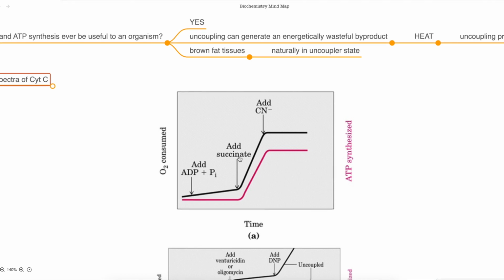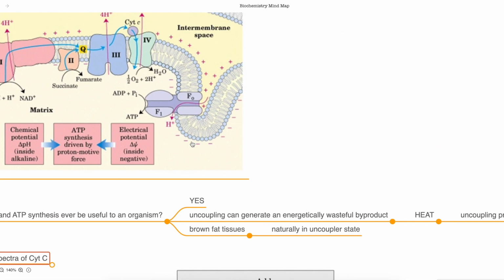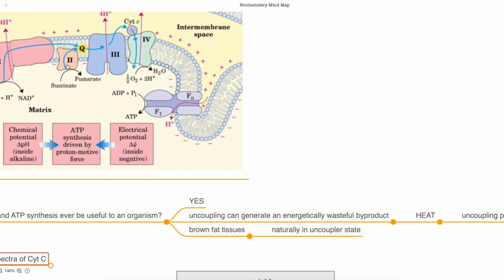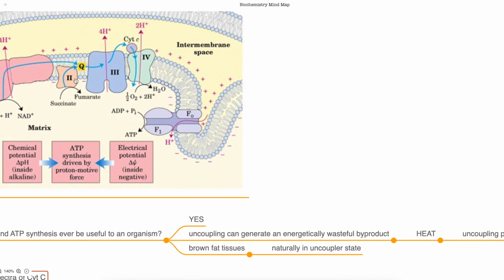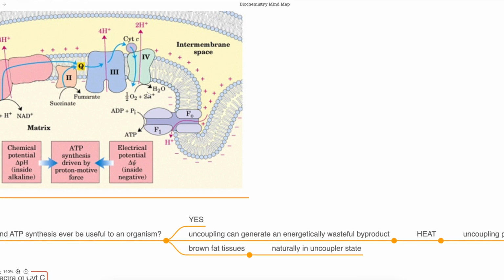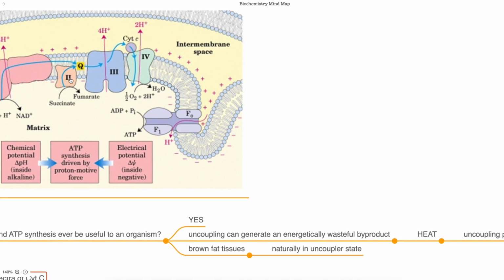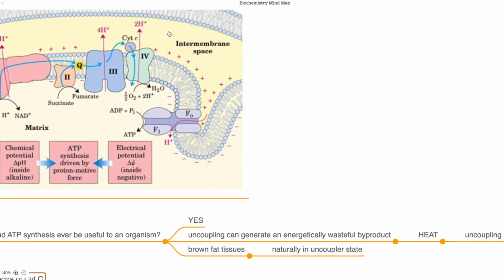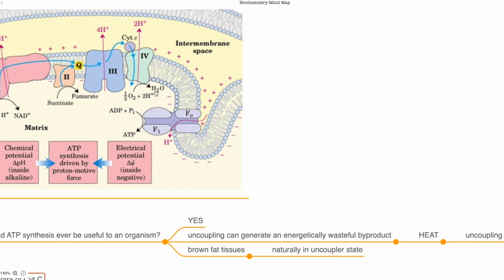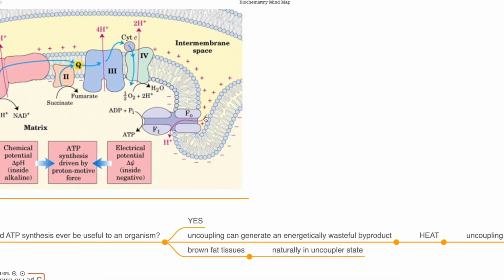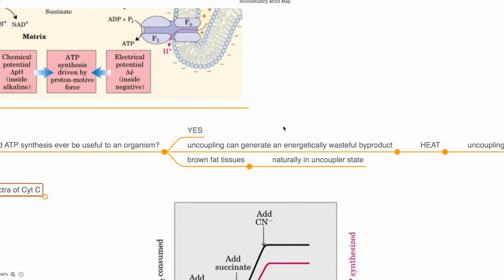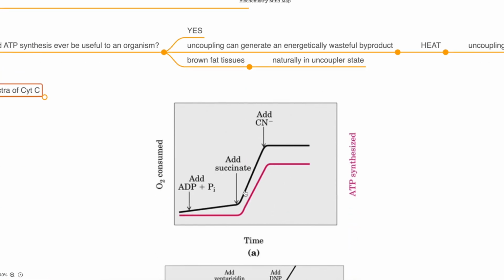If we add succinate, we know succinate is associated with what? Complex 2, right? Succinate to fumarate, and then FADH2 gives 2 electrons to complex 2. Now the electron transport system should start working. The 2 electrons from complex 2 will be transferred to complex 3 and complex 4. So a total of 6 protons will be accumulated in the intermembrane space, and now there will be an electrochemical gradient, and then this H plus will come into the matrix through ATP synthase, and ATP will be produced. So as soon as we add succinate, there is an increase in both oxygen consumption and ATP synthesis, right?